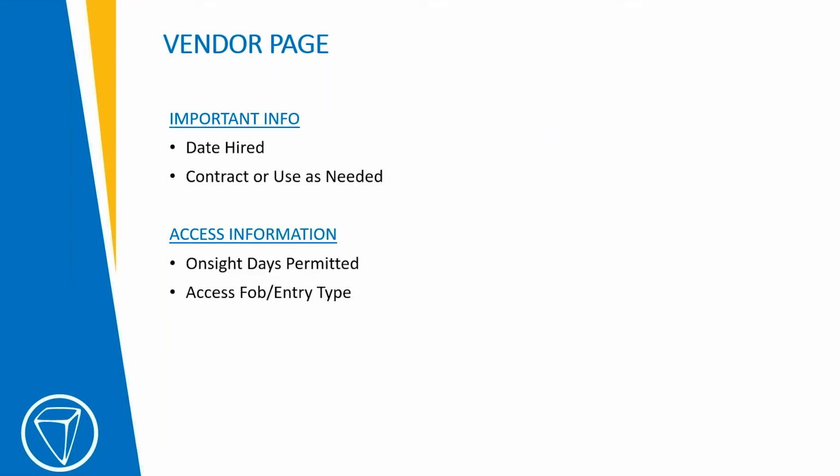And then on the vendor page, there are a lot of different things on this one, but I'm thinking more like the date hired, whether they have a contract or if they're just a use-as-needed contractor. Any access information, what days they're permitted, if they've got access through a fob or key code or something like that. But keep in mind on the vendors, you can track all of the contract information that's built into TOPS 1 also, so you wouldn't need to create specific custom fields for that.